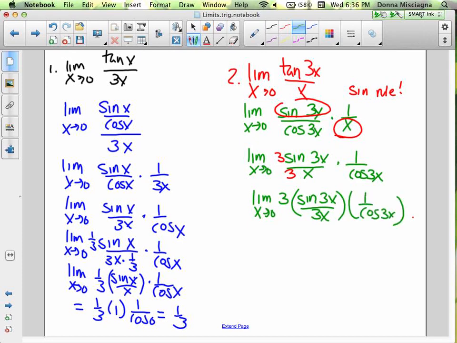All right, so now we can find our limit because either we can substitute or replace. So the 3 is, of course, just going to stay the 3. And then the sine 3x over 3x, that limit is 1. And then now we have 1 over cosine of 3 times 0. And of course, that's going to be 0, which means that's going to be 1. We've got 3 times 1, which is 3.